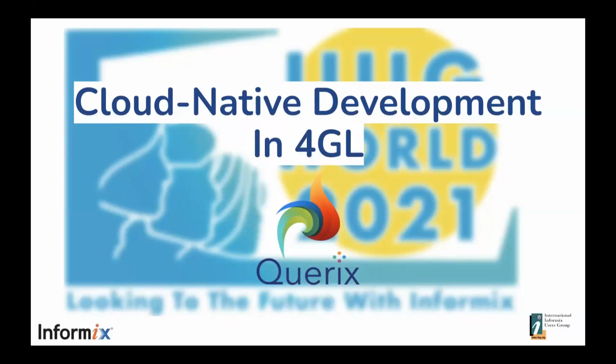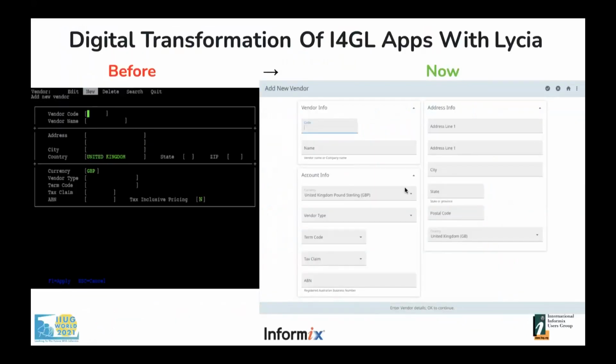Yeah, thank you, Bruce. So in this presentation, we'll see how Lycia can be used for cloud native development in 4GL. For those of you who are not familiar with Lycia, basically it is used to run Informix 4GL applications without changing the source code and deploy them to the cloud. So let's have a quick look at one of the projects which is digitally transformed using Lycia.